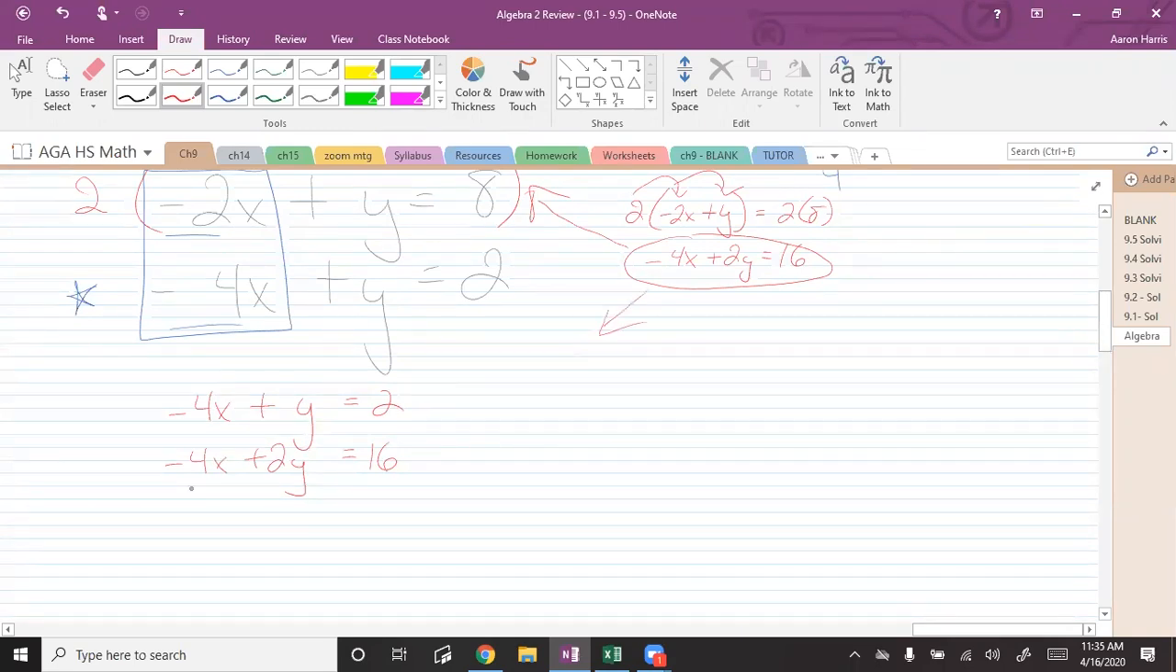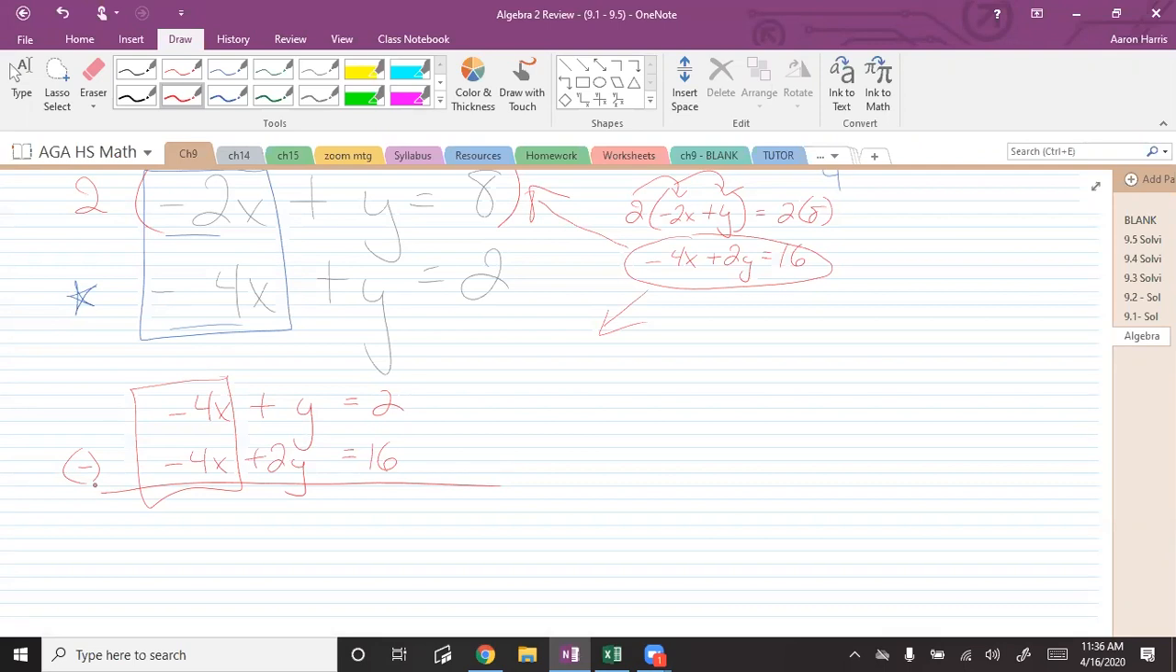I'm eliminating the x. Are they additive inverses or are they exactly the same number? Same number. So am I going to add or subtract? I need to subtract. If they're exactly the same number, we subtract. If they're inverses or opposites, what do I do? You add them, okay?